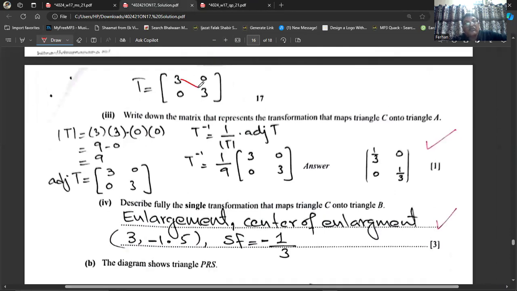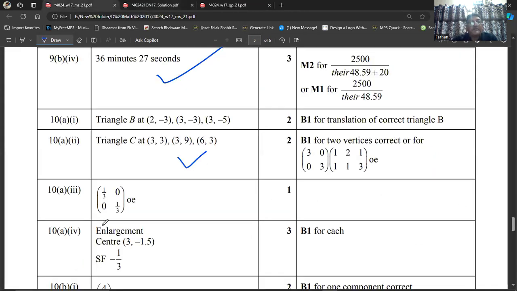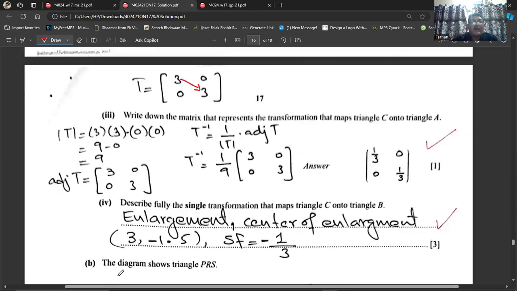When I find the inverse of this, first of all, these two will multiply with each other. So 3 threes are 9, minus 0 multiplied by 0 is 0. So the determinant of this matrix is 9. Then I will find the adjoint of this matrix: I will change their location and I will change their sign. So (3, 0, 0, 3). Now the T inverse will be 1 by the determinant times the adjoint of T. So it will be 1 by 9, and in the matrix I have (3, 0, 0, 3). When you divide, you get (1/3, 0, 0, 1/3). So our answer is right.